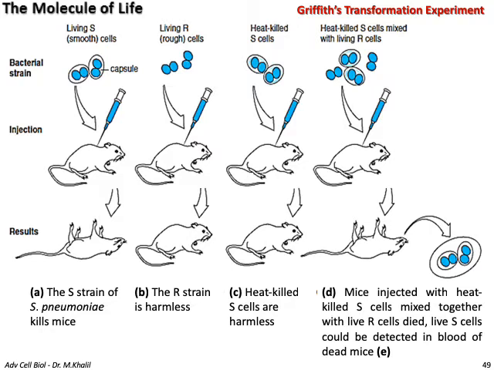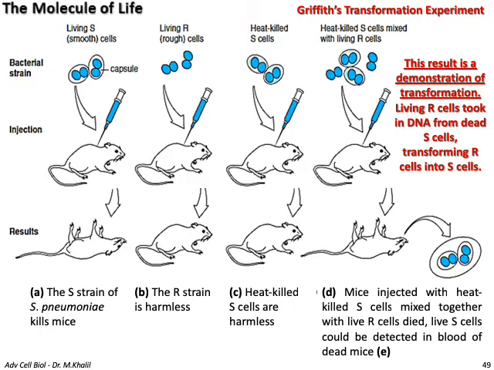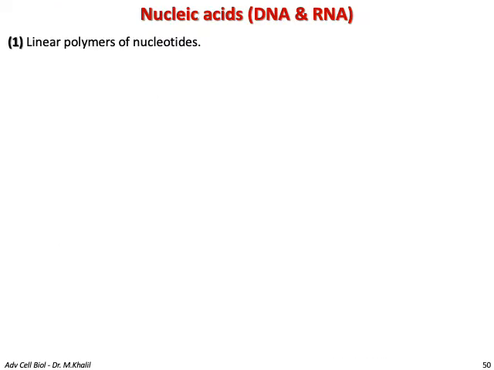So in mice injected with heat-killed S cells mixed together with live R cells, live S cells could be detected in the blood of the dead mice. That means there is a transformation, a molecule that transformed the living R cells: they took in DNA from dead S cells, transforming the R cells into S cells.